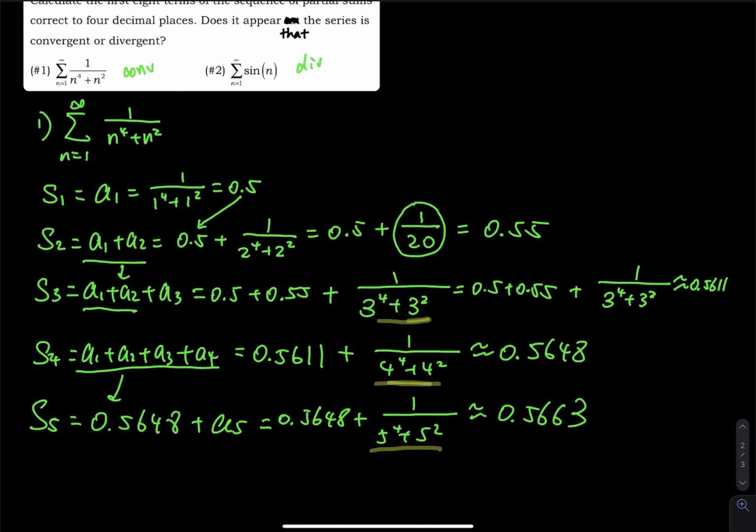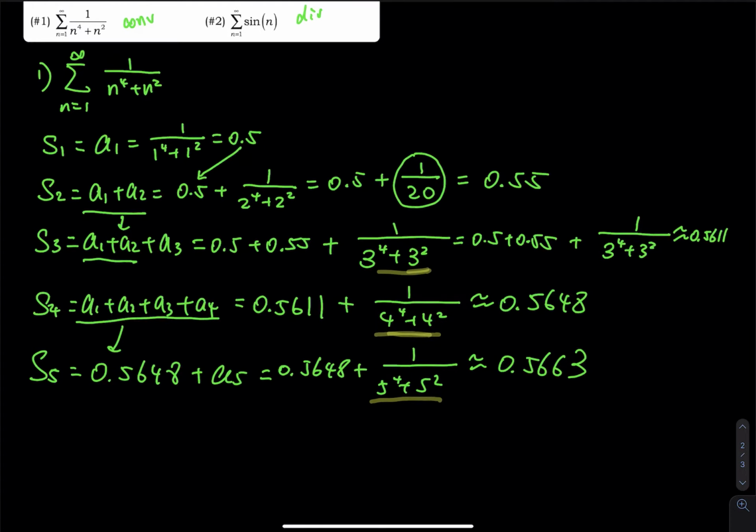So let's keep moving because they are asking for 8 terms. We have S6, which is the previous sum, 0.5663, plus A6. So we are taking 0.5663 plus 1 divided by 6 to the 4 plus 6 squared. Look how tiny the quotient is, right? So when you add it, you only get 0.5671.